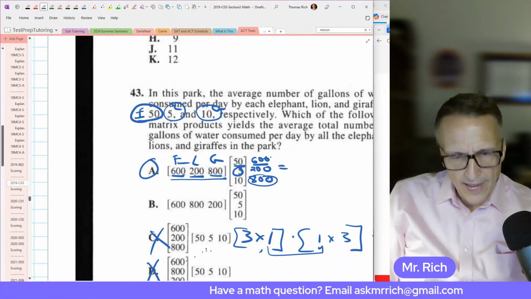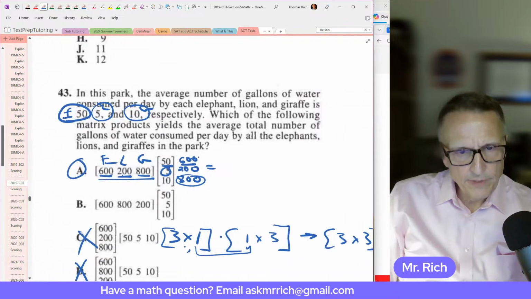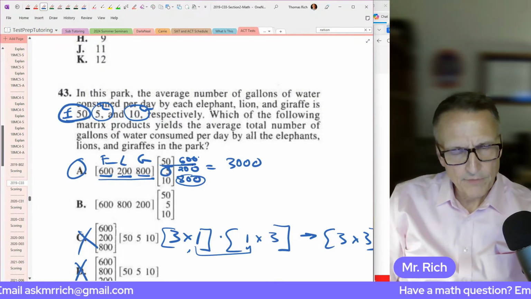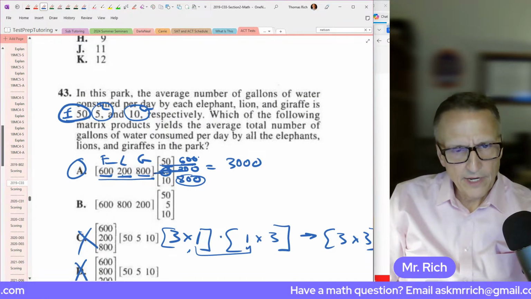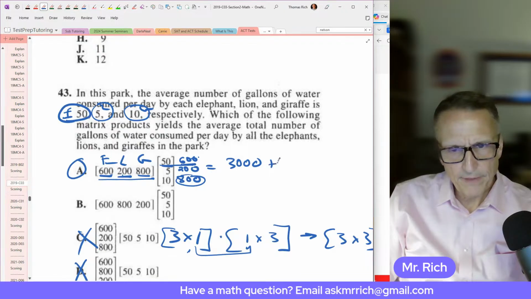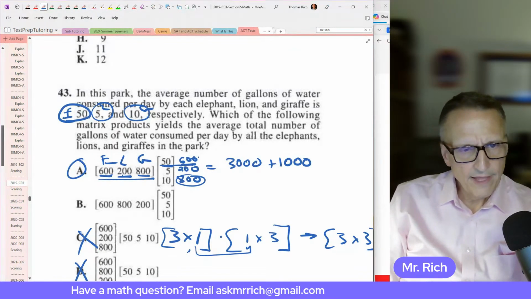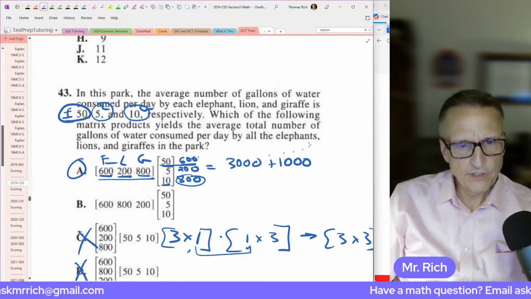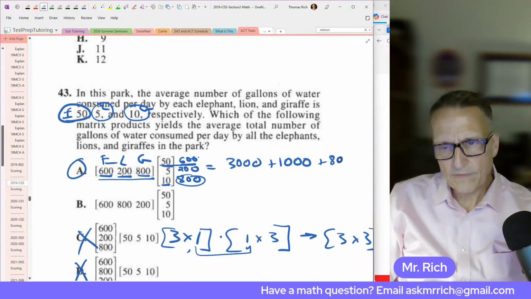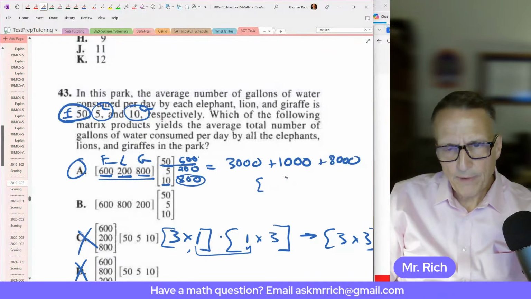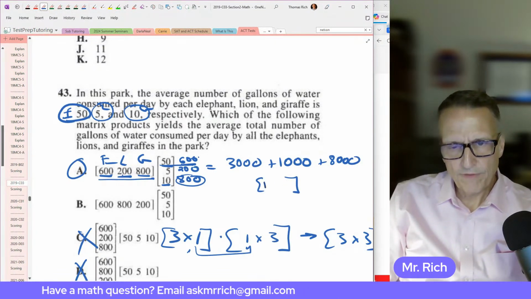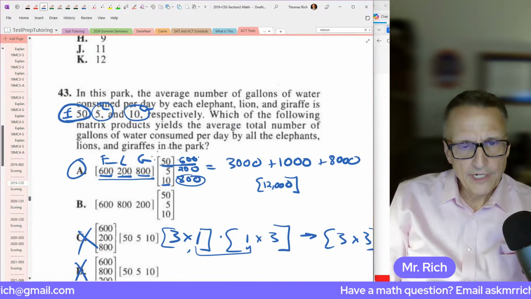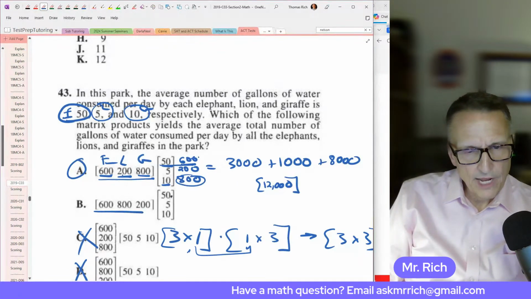Here I would get 30,000 gallons of water for the elephants, 50 times 600. Then I would take 200 times 5. That'd give me another 1,000 gallons that the lions drank. And then all of those 800 giraffes drinking 10 gallons per day each, that's another 8,000. So that is going to be my 1 by 1 matrix right there. That's going to be 12,000. I didn't need that number for this problem. I just needed to make sure that these numbers lined up correctly.